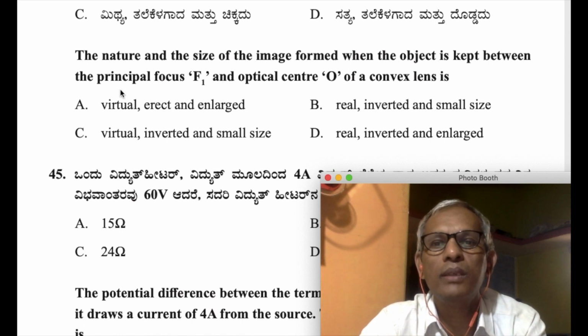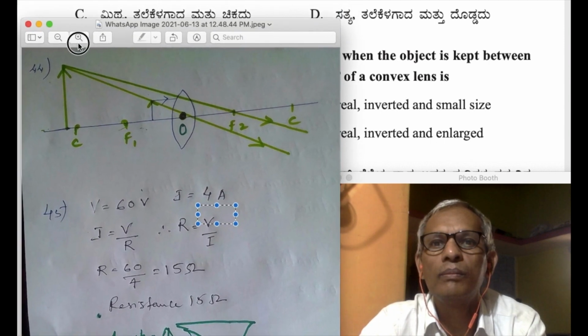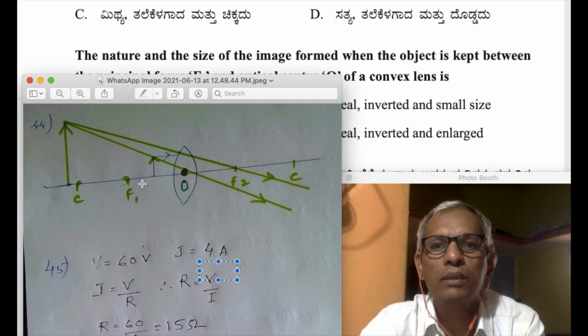So now we will see the nature and size of image formed when the object is kept between principal focus and optic center. We will see in the image. So you can see this image. Now they have told that the object is kept between, see this cursor, F1 is the principal focus, this is the optic center. So this is the object, this is the principal focus, this is the optic center, and this is the center of curvature.